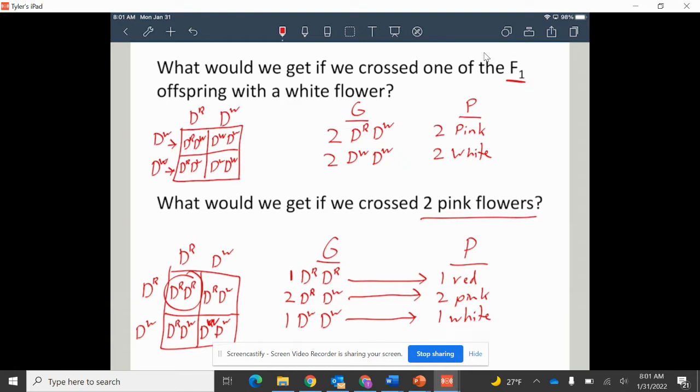So this one's kind of interesting. You would think in crossing 2 pink flowers, you would get more pink flowers, but you don't. By crossing 2 heterozygous individuals in incomplete dominance, you actually get all possibilities. Crossing 2 pink flowers can make red flowers, pink flowers, or white flowers. Now, we know that we have a 2 out of 4 chance, or a 50% chance of those new flowers coming out pink. But you also have a 25% chance of them coming out red or white, okay?